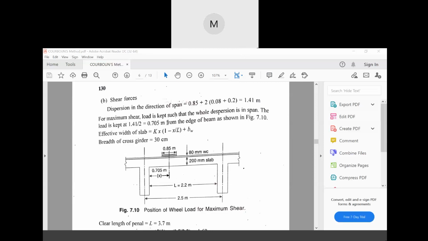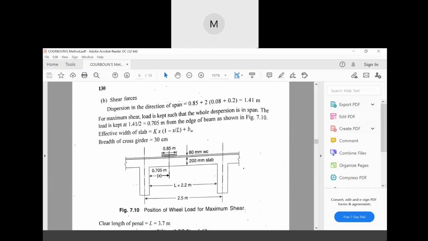you have to find out the dispersion in the direction of span. Now dispersion in the direction of span is 0.85 plus 2 into 0.08 plus 0.2. This means 0.85 is the width of the wheel part. Now 0.08 m is the wearing coat and 200 mm is the slab. Everyone knows that. So this is how we find out the dispersion, how this load will be dispersed.